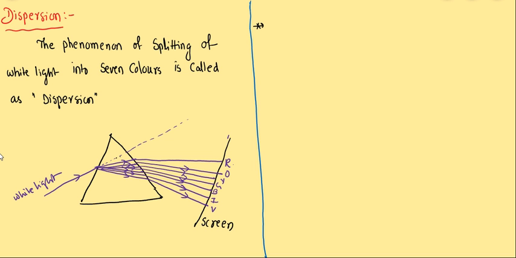If you extend it backward here, this is the deviation angle of the red color. And now you can do the extension of this one, and this is the deviation angle of the red color. Sorry, the violet color.